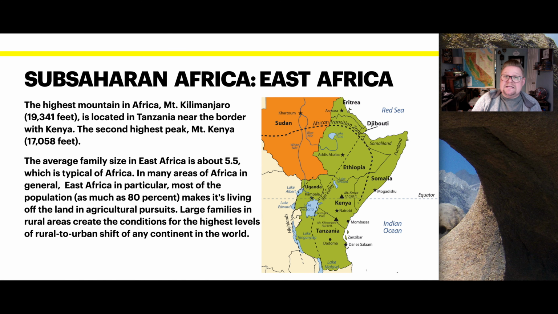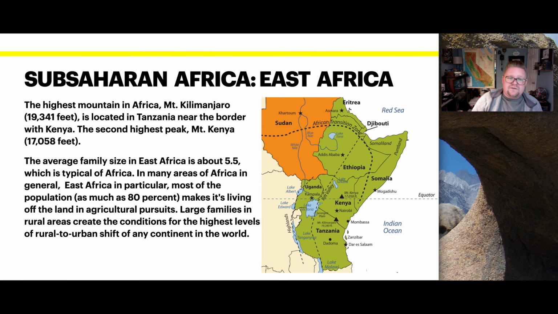So let's look at East Africa. These are the highest mountains in Africa, including Mount Kilimanjaro, which is about 19,341 feet. It's located in Tanzania near the border of Kenya. The second highest peak in Africa is Mount Kenya at 17,058 feet. Now the average family size in East Africa is 5.5, which is actually quite traditional throughout Africa.